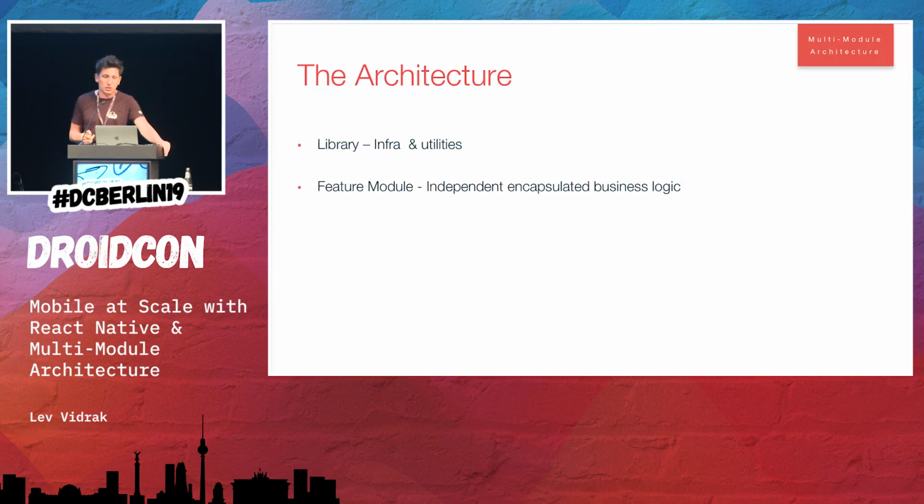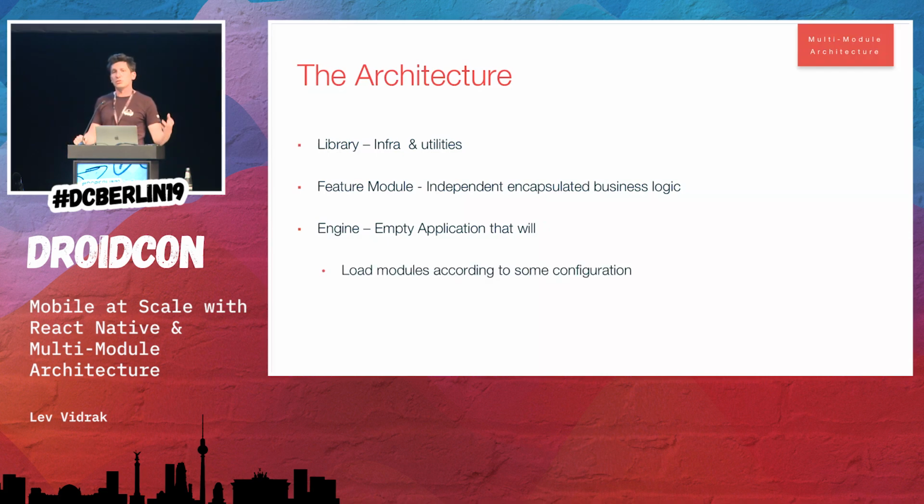Second, we want to be able to develop an encapsulated piece of business logic, and this will be a feature module. And third, we defined something called an engine. This is actually the core of the application. It's an empty application that knows how to receive some configuration and load modules according to this configuration and provide all the needed infrastructure to these modules.